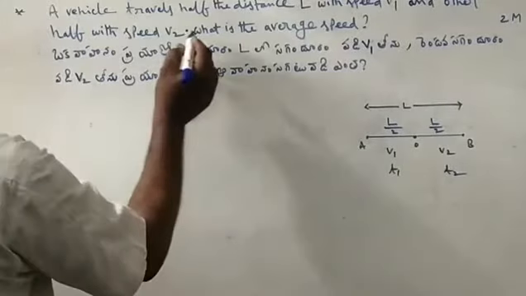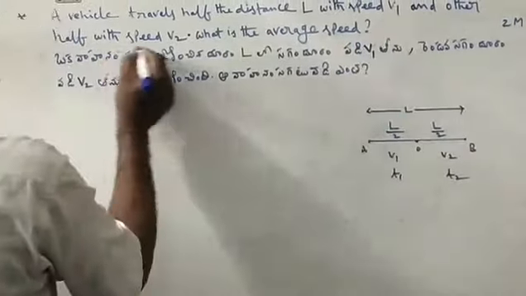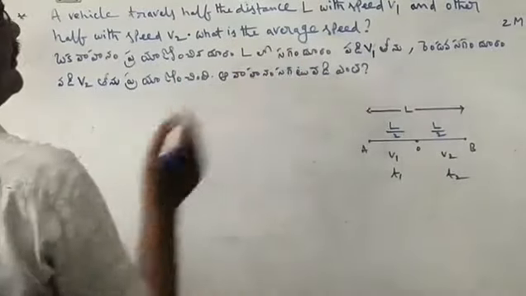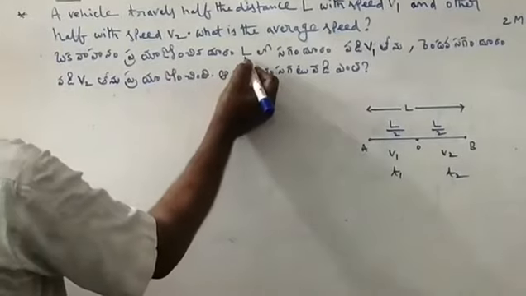A vehicle travels half the distance L with speed v1 and the other half with speed v2. What is the average speed? 2 marks.